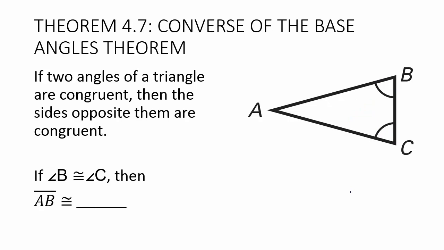Theorem 4.7, converse of the base angles theorem. If two angles of a triangle are congruent, then the sides opposite them are congruent. If angle B is congruent to angle C, then line segment AB, which is this line over here, is congruent to line segment AC, which is this line over here. Again, the congruent angles are opposite the congruent sides of an isosceles triangle.